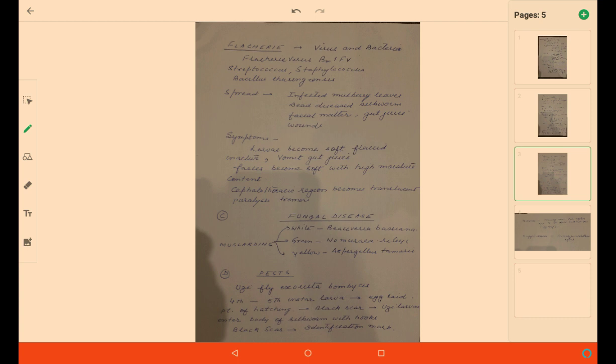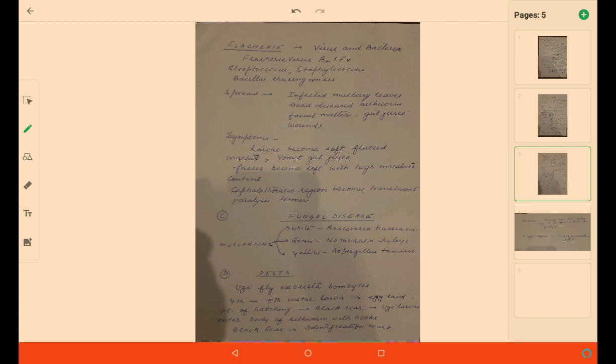Muscardine is the fungal disease. White muscardine is caused by Beauveria bassiana. Green muscardine is caused by Nomuraea rileyi, and yellow muscardine is caused by Aspergillus tamarii. These are the diseases. Now, some pests also trouble the silk moth.